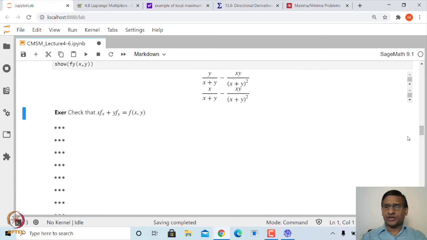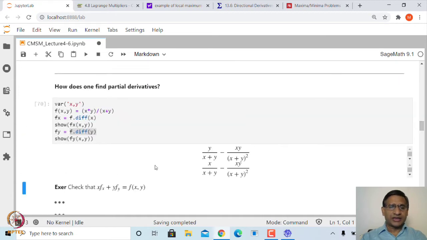Suppose for this function you can try to verify that x times f_x, that is the partial derivative of f with respect to x, plus y times the partial derivative of f with respect to y, is actually equal to f(x,y). This is what is called Euler's formula. We are just verifying this Euler formula because this function f(x,y) is a homogeneous function of degree 1.